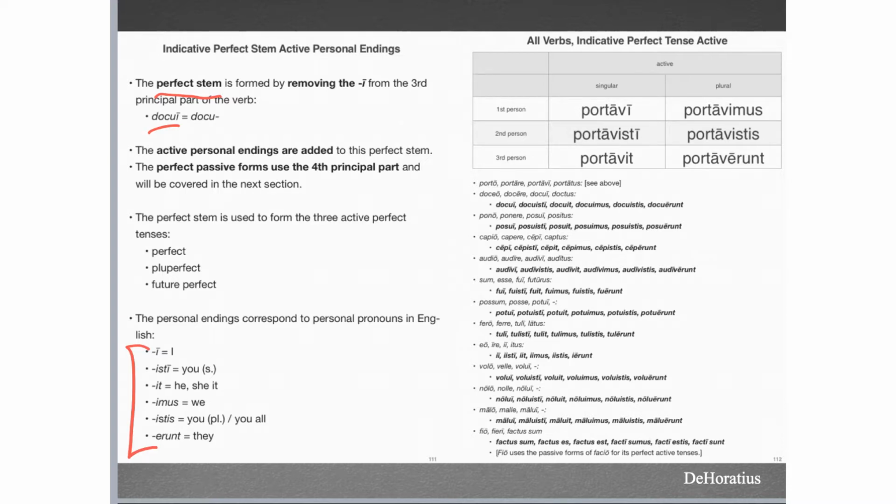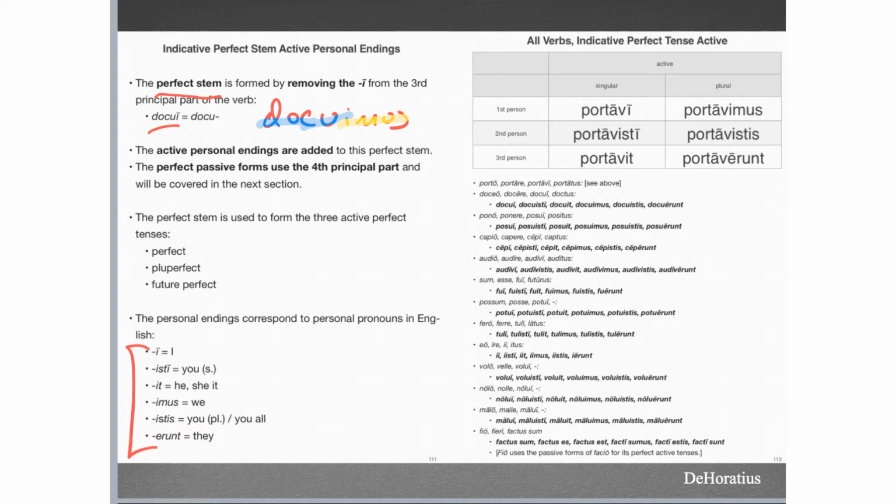Just to keep the subject the same, if I wanted to say we taught, docuimus. As we did before with the present, there's my stem, technically including the U, and then we go right into the ending. There is no real characteristic vowel for these perfect endings because all the endings have a vowel built in, whereas the present stem endings none of them begin with a vowel. So perfect stem, third principal part minus the I, and then you add these endings down at bottom left. That is the same for every verb, all conjugations, irregular verbs, the whole bit.